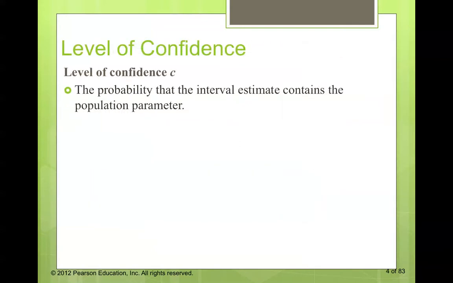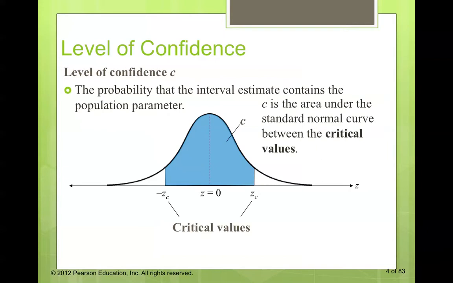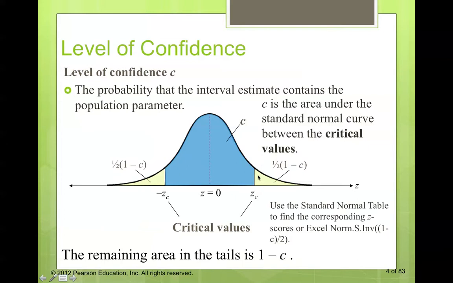Level of confidence, or C, is the probability that the interval estimate contains the population parameter. So this is C. What is left over from C is what we call alpha. The white parts are alpha. If I wanted to find these parts that are now yellow, could I not say that (1 minus C) divided by 2 would give me these? Which would be the same thing as saying 1/2 (1 minus C). But also I told you that 1 minus C is alpha, so this could also be alpha divided by 2 and alpha divided by 2.